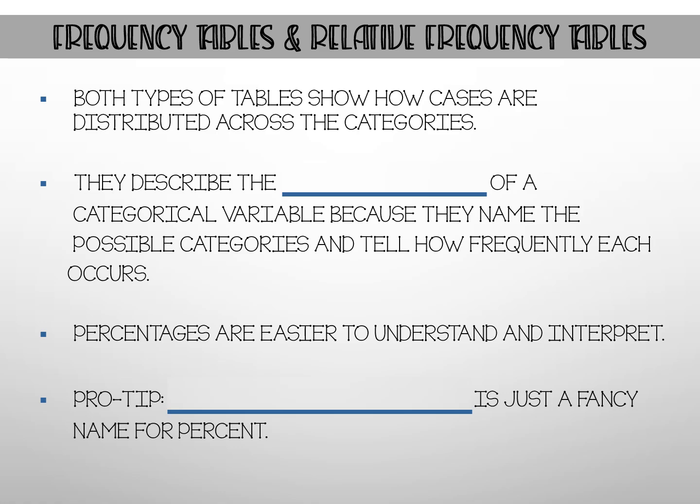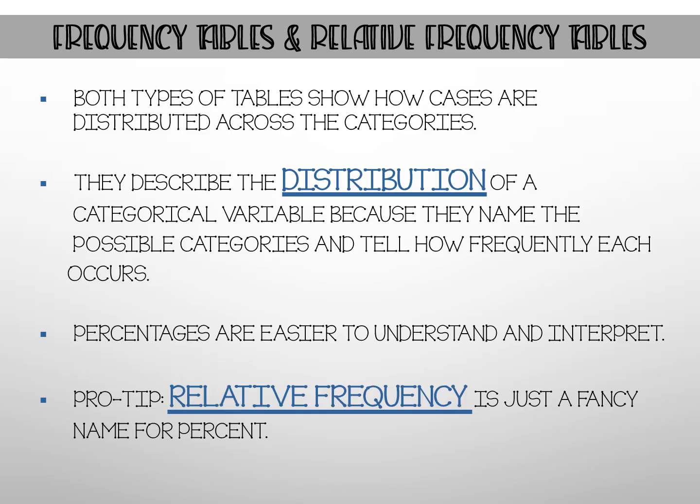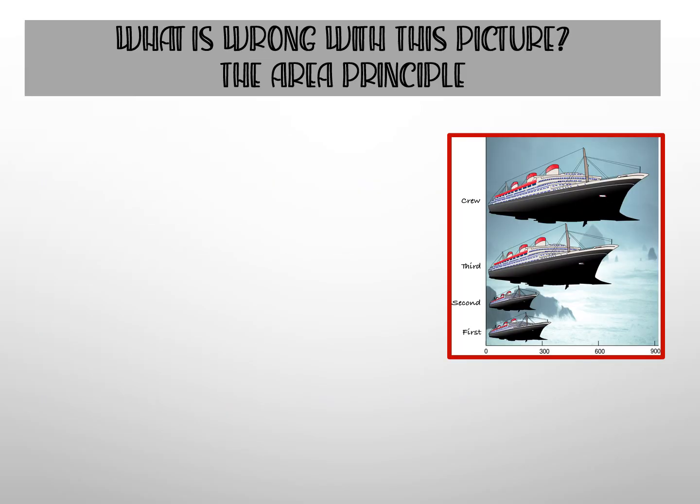Frequency tables, relative frequency tables, more information. Both types of tables show how cases are distributed across the categories. They describe the distribution of a categorical variable because they name the possible categories and tell how frequently each occurs. Percentages are easier to understand and interpret. Here's a pro tip. Relative frequency is just a fancy name for percent, or we'll be using proportion, more likely, which should be a decimal.